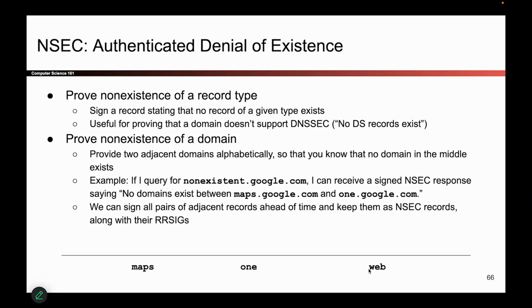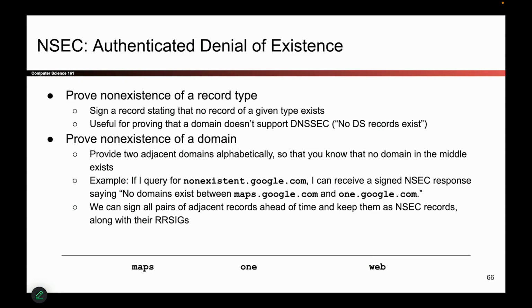And now anyone who receives that record knows for sure, because there's a signature, that there's nothing between 1 and web alphabetically. And then we'll sign the third one saying there's nothing between web and maps, and we'll just let the alphabet wrap around. So after Z, A comes next. So there's nothing between W, X, Y, Z, A, B, C, all the way to maps. So we're appealing to alphabetical order here. So we'll sign one range for every range of non-existent domains.